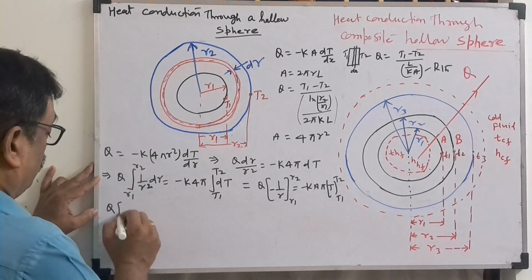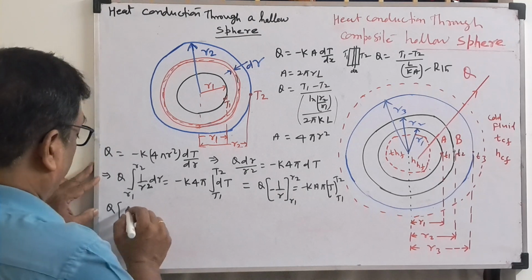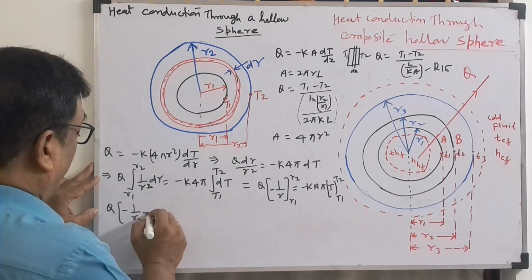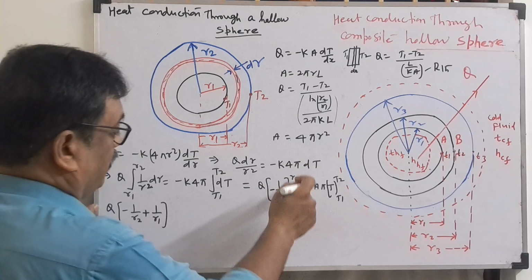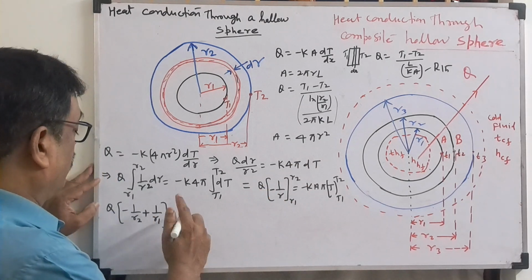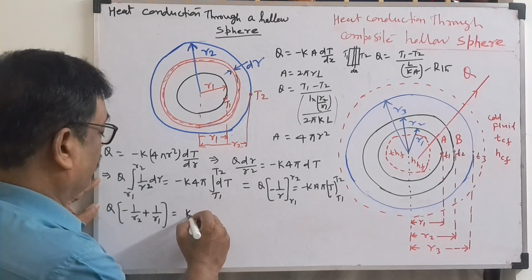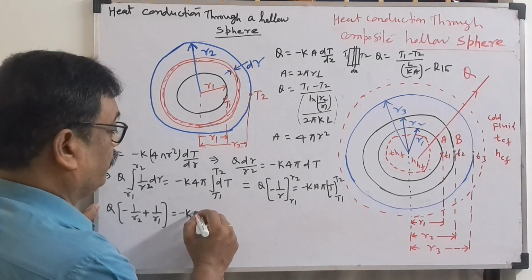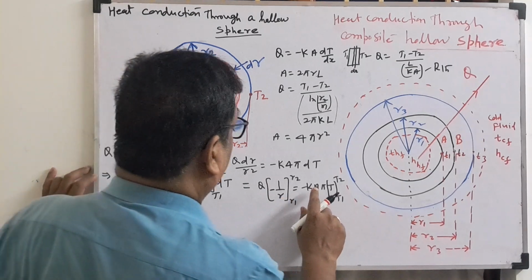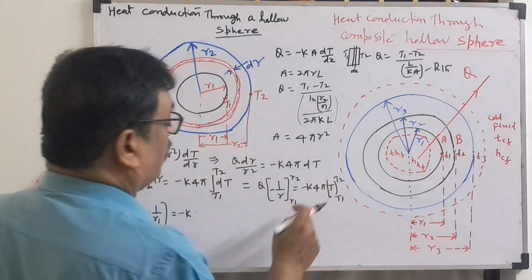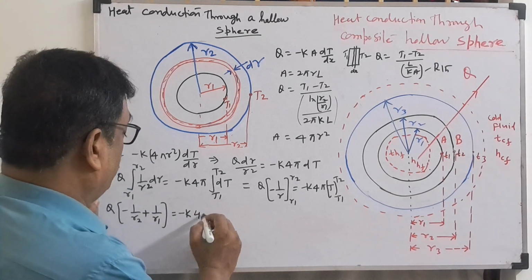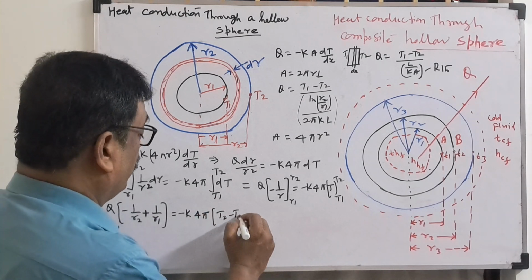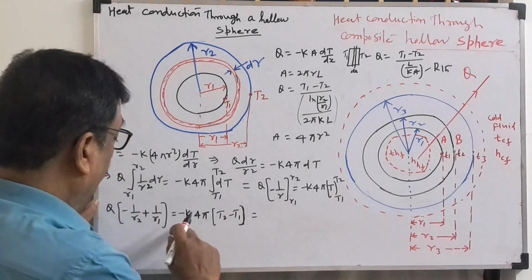So Q equals minus 1 by R2 plus 1 by R1, because it is upper limit minus lower limit, and one minus sign is already there. On the other side we have minus K 4 pi times T2 minus T1. Now we write T1 minus T2, so the minus sign goes.